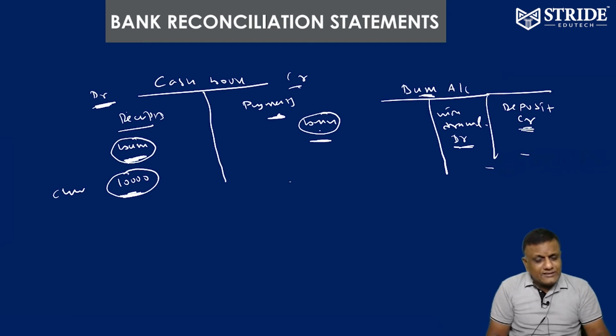Similarly, the same thing will happen at the end of the month. Sometimes we have received a check and entered it in the cash book, but it is not yet cleared or deposited in your bank account. So as on date, your cash book shows more balance and your passbook shows less balance.